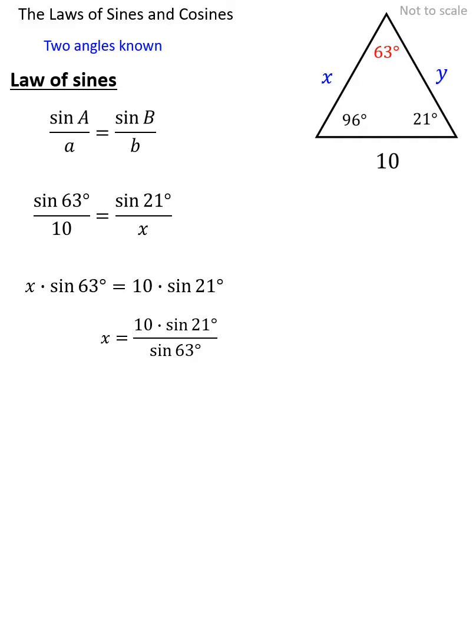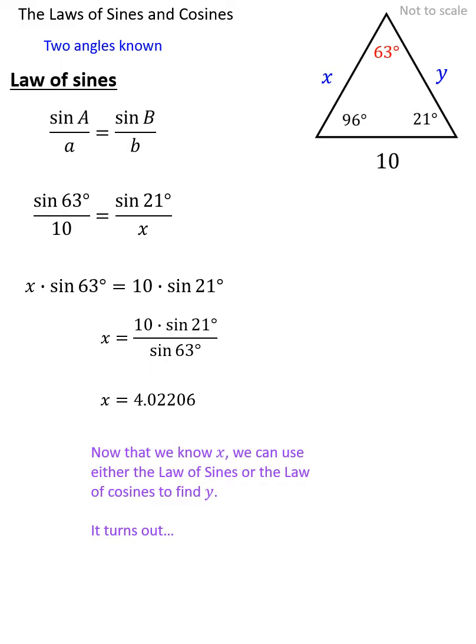According to my calculator, the sine of 21 degrees is 0.358. The sine of 63 degrees is 0.891. Plugging those two decimals into this expression and calculating all of it as one single answer gives me a value of x. And now that we know x, the only remaining thing in this diagram, notice in the upper right corner, the only thing we don't know at this point is y. So how are we going to go about solving for y?